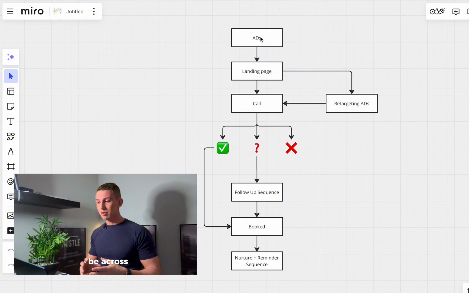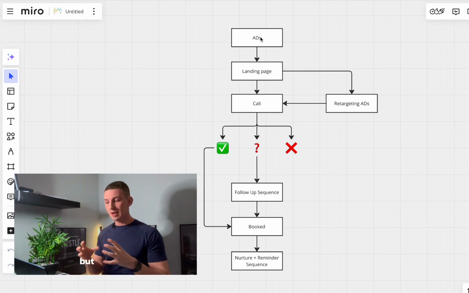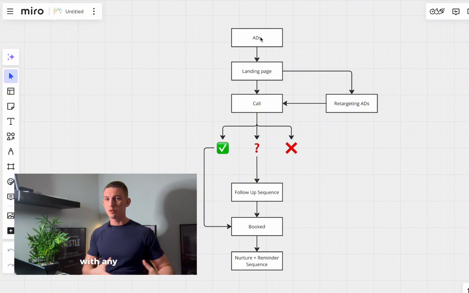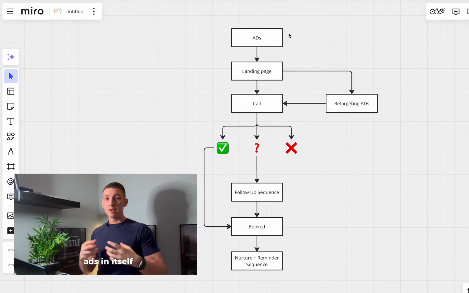Now, this could be across any kind of platform. So Meta, obviously, like Facebook and Instagram. It could be LinkedIn. It could be Google. It could be YouTube or TikTok if it's not going to get banned. But it doesn't really matter the platform. We're fairly platform agnostic. But the ad in itself needs to be good.